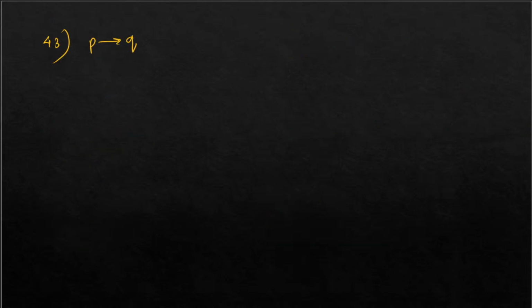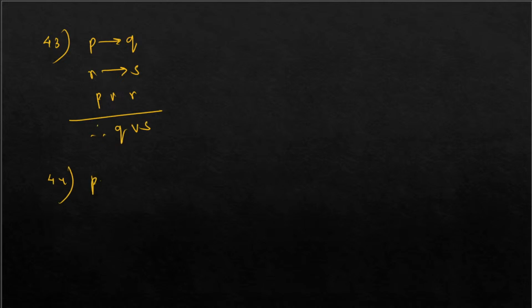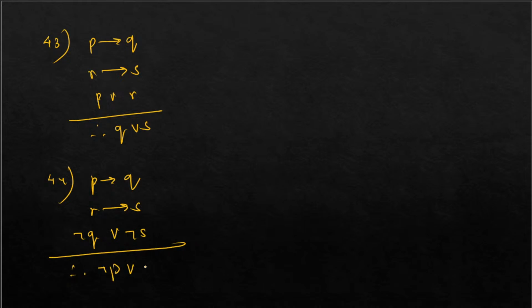P implies Q, R implies S, P or R, this gives us Q or S. 44th is P implies Q, R implies S, negation of Q or negation of S. So this will give you negation of P or negation of R.